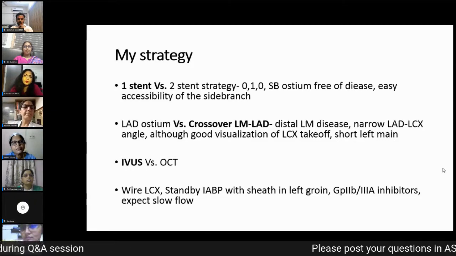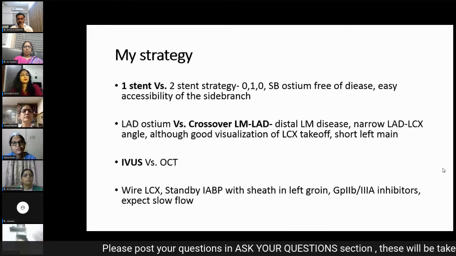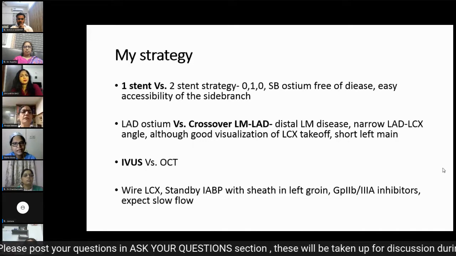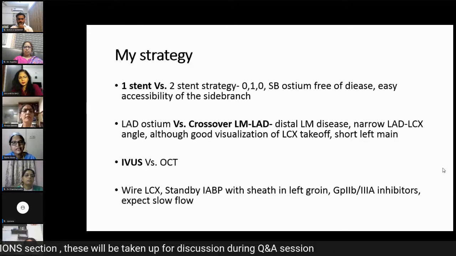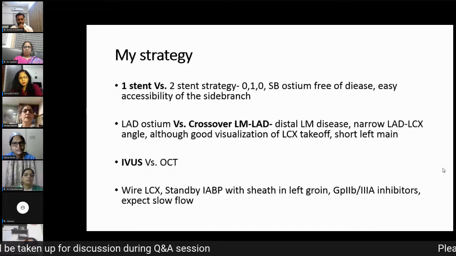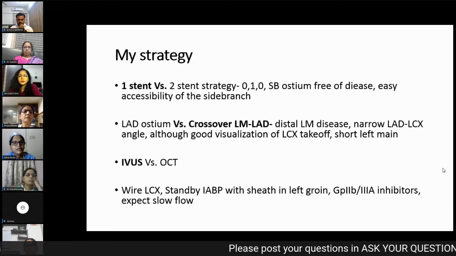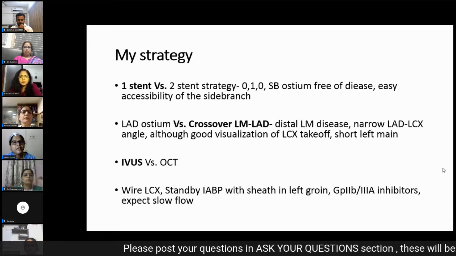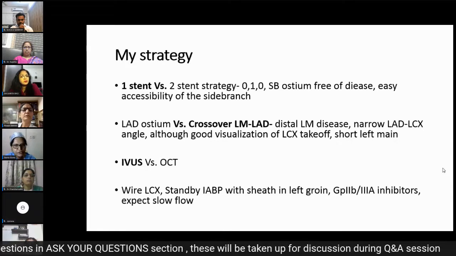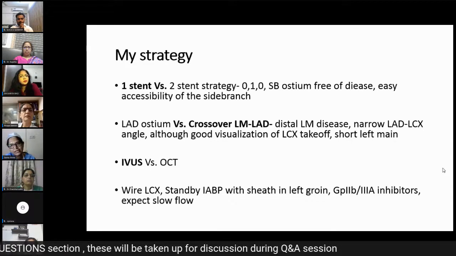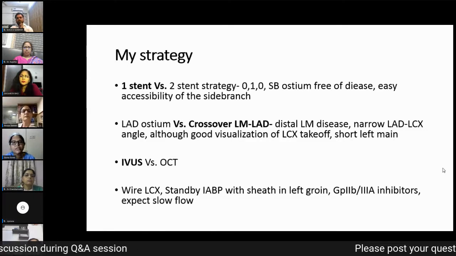Then, having decided on a one stent strategy, you have to think of whether you would put the stent on the LAD ostium versus crossover from left main to LAD. So in this case, I've decided to do a crossover because the distal left main was clearly diseased, and the angle between the LAD and LCX was narrow. It was not a wide angle. And although there is a good visualization of the LCX takeoff, which would in fact favor an LAD ostial stent, because there is a short left main also, I decided to go for a crossover left main to LAD.